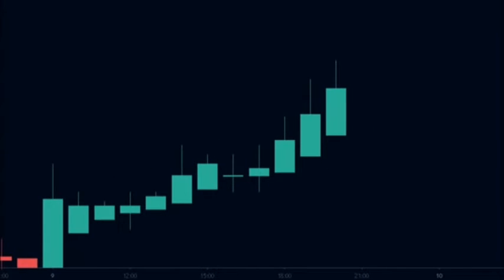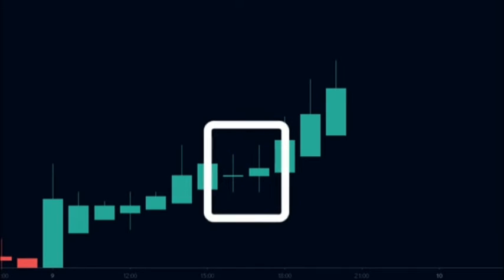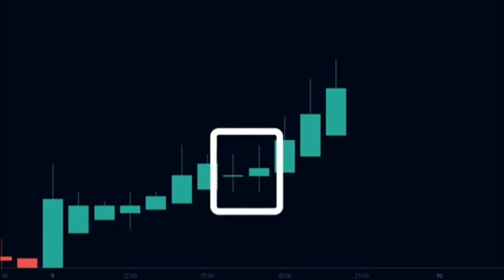Reversals don't occur after every doji. The doji sometimes can indicate a temporary pause in the trend. The trend can again resume, as it happened here. Reading and understanding the Heikin Ashi candles is fundamental to our strategy.